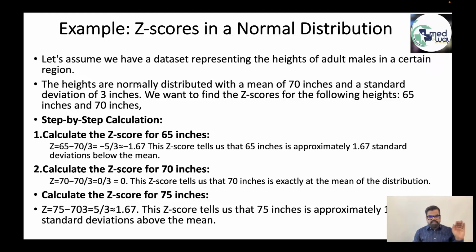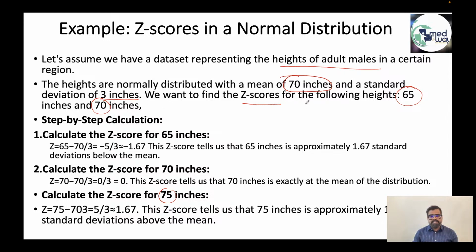So data is normally distributed. I have taken height of adult males. The heights are normally distributed. Mean is 70 inches, and standard deviation I have calculated 3 inches. I want to see the relative deviate or Z score for the individual value 65, individual value 70 and 75 also, in terms of standard deviation.